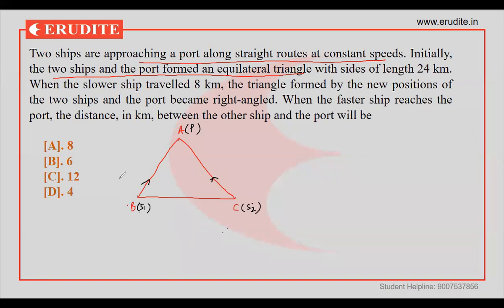Each with some speed. Let's say the speed of the first one is V1, and the speed of the second one is V2. And I'm assuming that, guys, V2 is greater than V1. That means this is the faster ship and this is the slower ship. Now they're saying that initially the angle is 60 because this is an equilateral triangle, and the side is given as 24 kilometers. So each side is 24 kilometers.